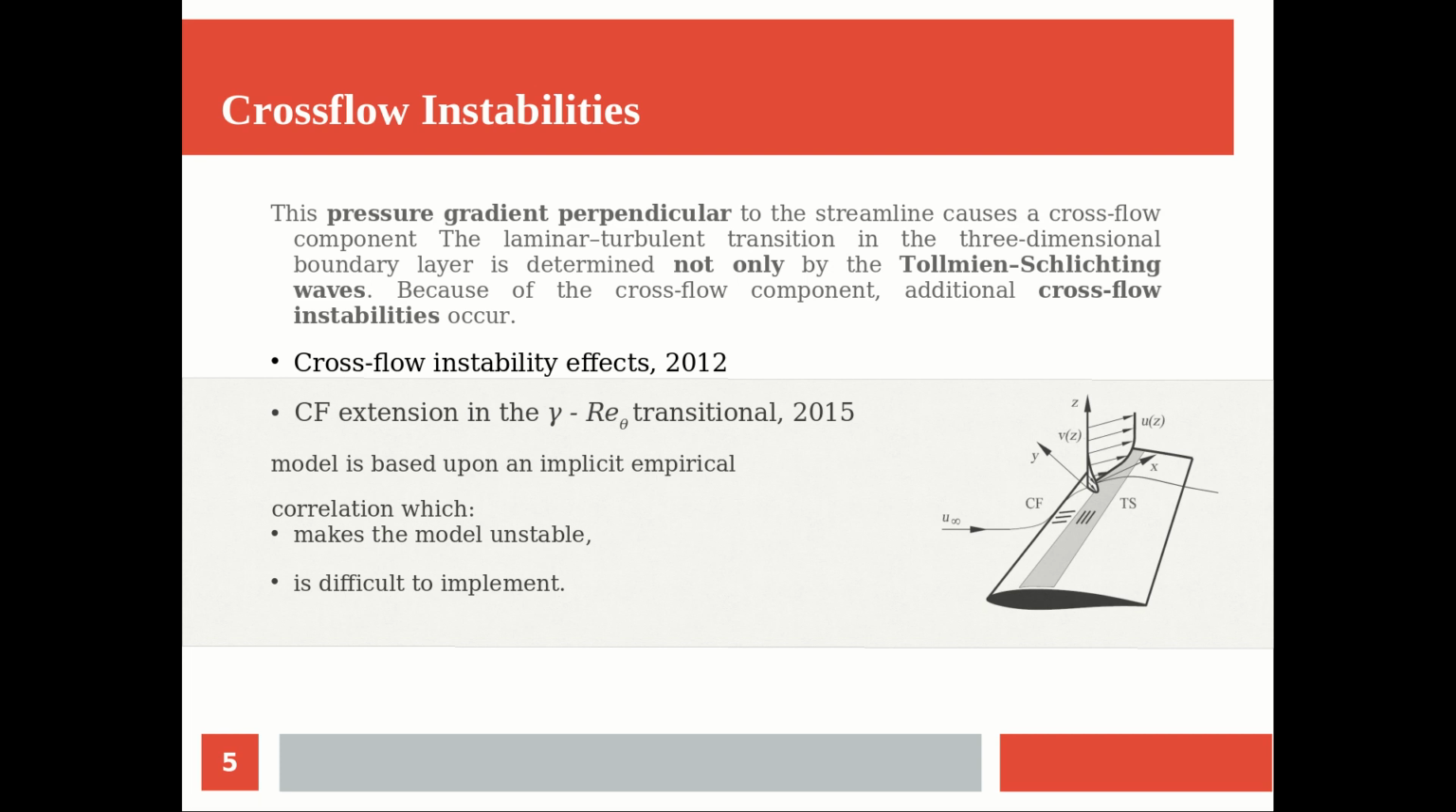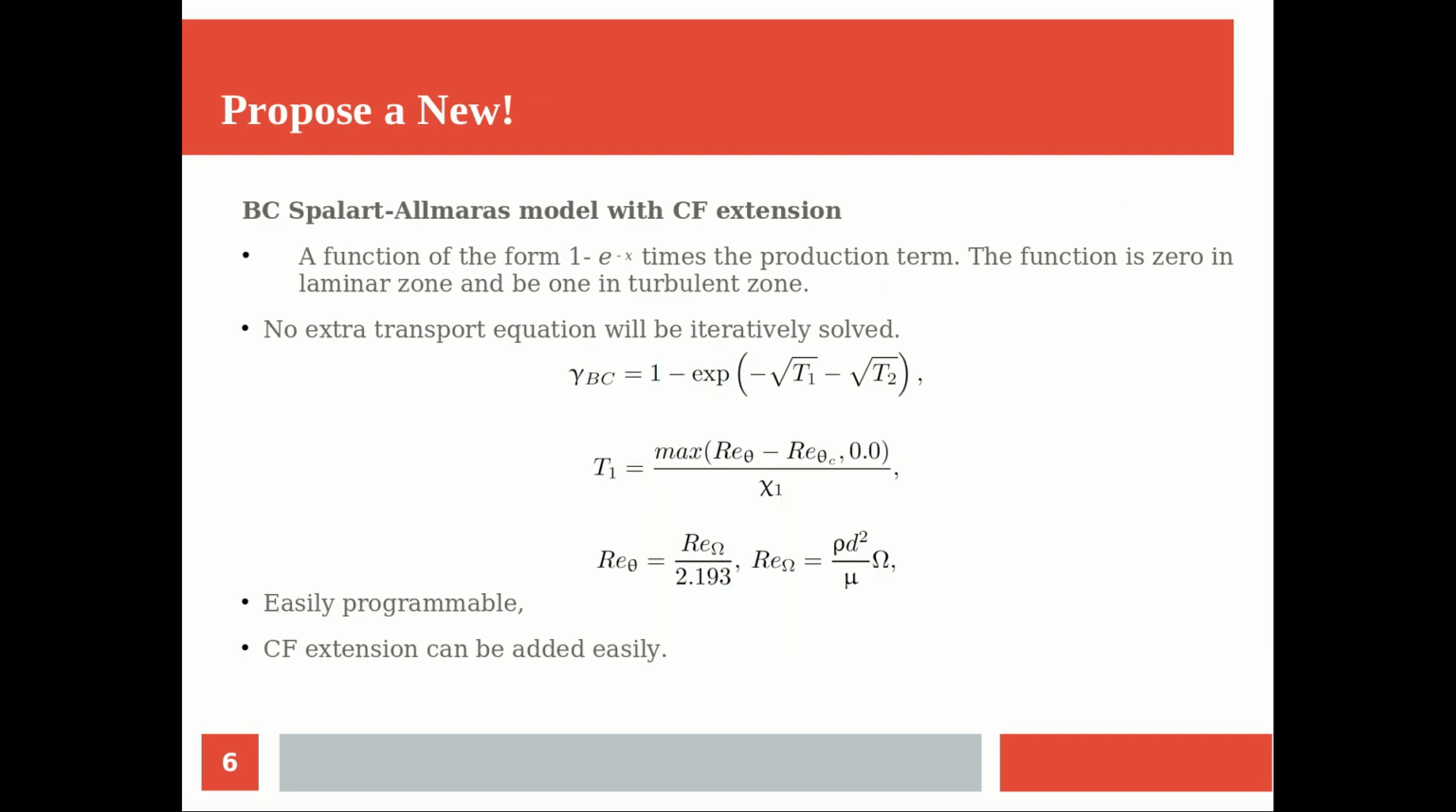But the problem with this is that it's implicit and you have to solve it iteratively, which makes the whole model unstable and difficult to implement. The BC model, which is the easiest one, is based on a function, not an iterative equation. It introduced an exponential function like this, which is multiplied in the production term of the Spalart-Allmaras equation. When that function is 0, the flow will be laminar. When that function is 1, the flow will be turbulent, or you will lie in the turbulent zone.